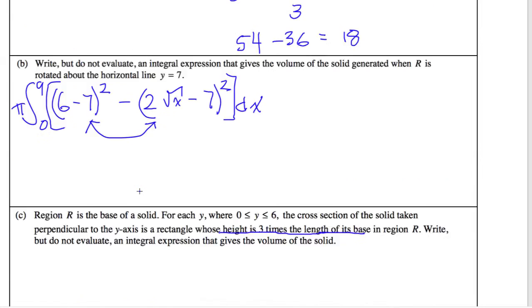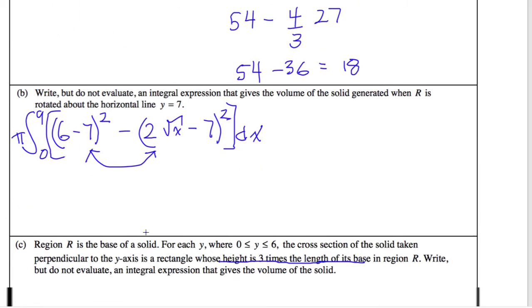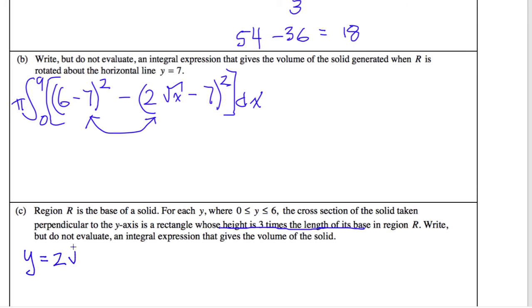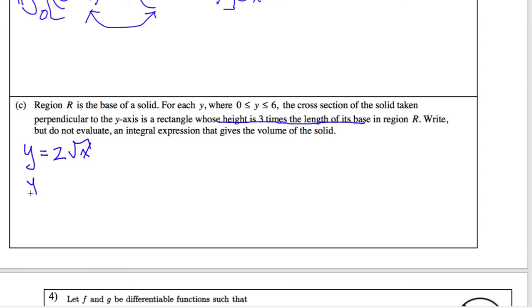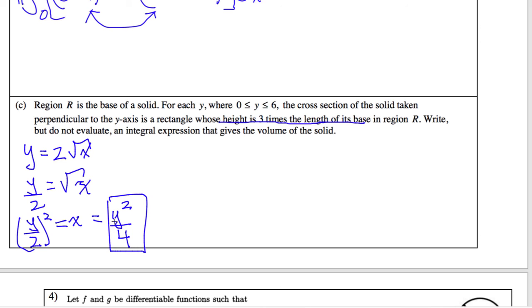Okay, so I need to rewrite this equation. So it was y equals 2 square root of x. Wait, so you have to erase everything? Yep, I have to undo it. So it's going to be y over 2 is equal to square root of x, which means x is equal to y over 2 quantity squared, which is the same thing as y squared over 4. That is the thing we're talking about, y squared over 4. That is now the base of my rectangle.